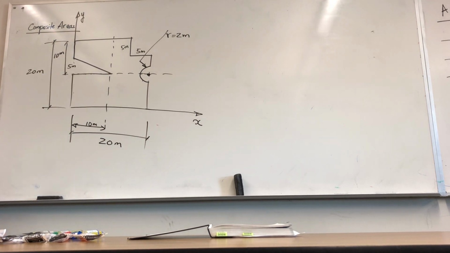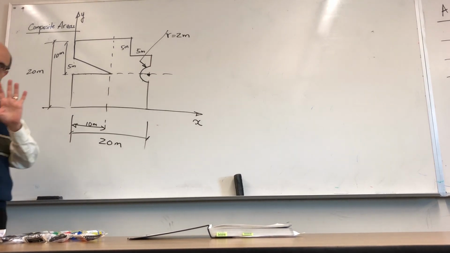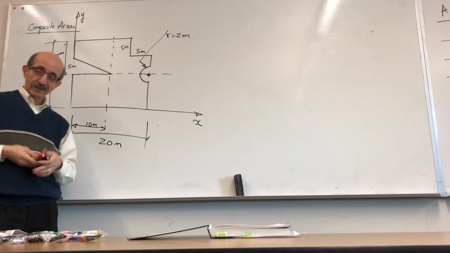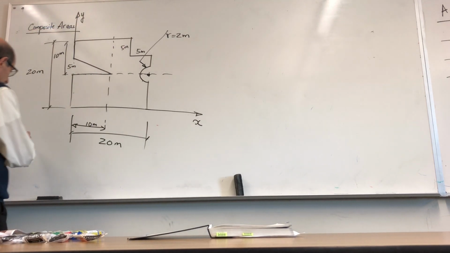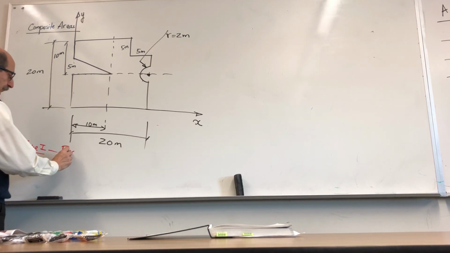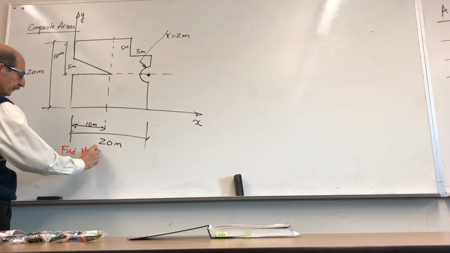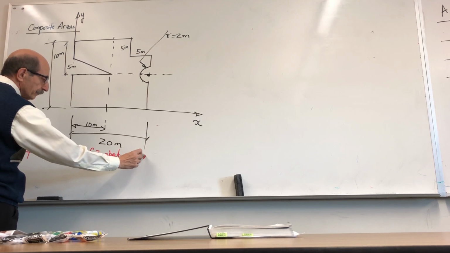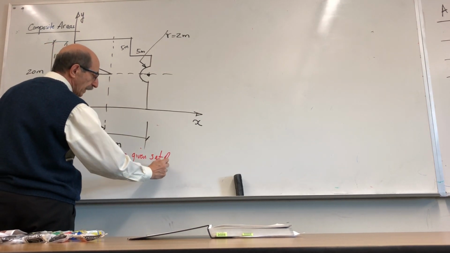In fact, let me pause here. Usually in moment of inertia problems, there are 2 types. Of course these types, I've made up myself. Type 1, you're given a shape and you're asked to find the moment of inertia about a given set of axes.